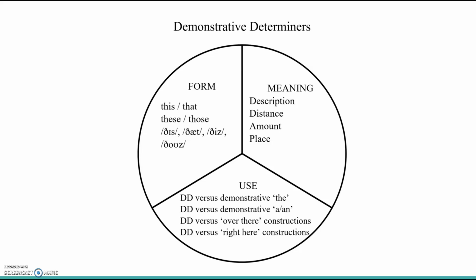Other constructions that describe proximity are adverbial phrases like right here or over there, which can be used in sentences like the books that are right here, which describes books that are in close proximity, or in sentences like the birds over there, which points out birds that are far away from the speaker, but that are still within sight. So that's why in that use wedge we have those DD, which stands for demonstrative determiners, versus over there or right there constructions, which are adverbial phrases.